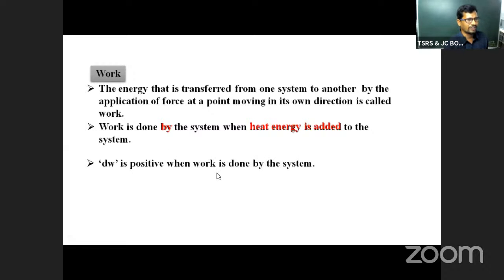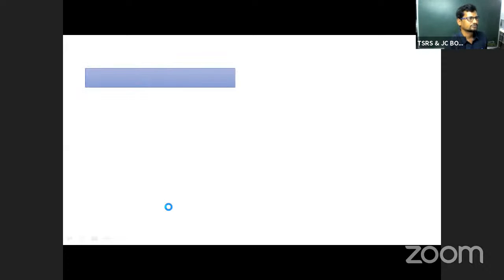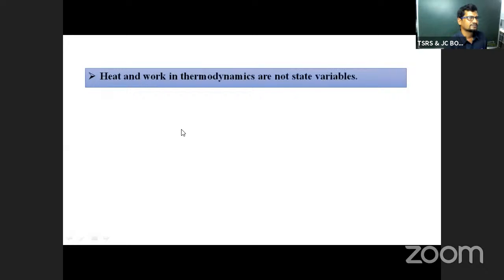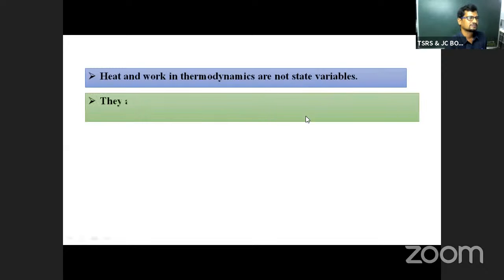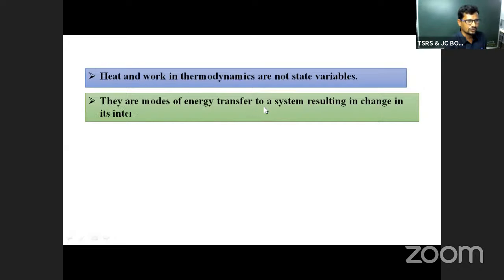dW is positive when work is done by the system. dW is negative when work is done on the system. If work is done by the system, then work is positive. If work is done on the system, then work is negative. Heat and work in thermodynamics are not state variables. They are modes of energy transfer to a system resulting in a change in its internal energy.